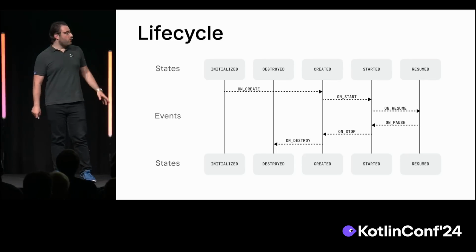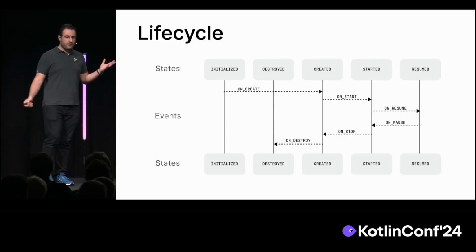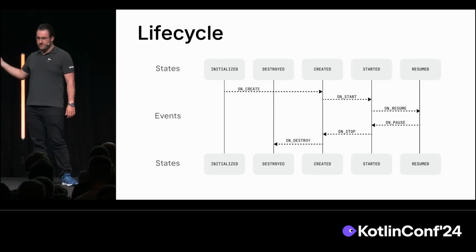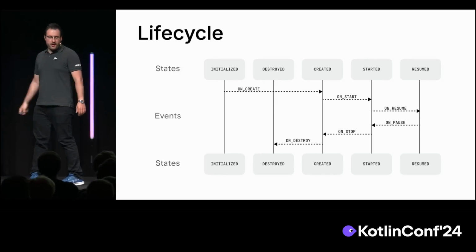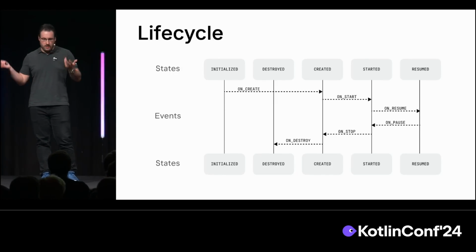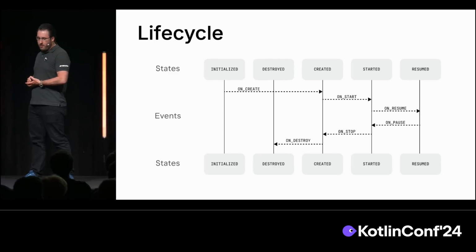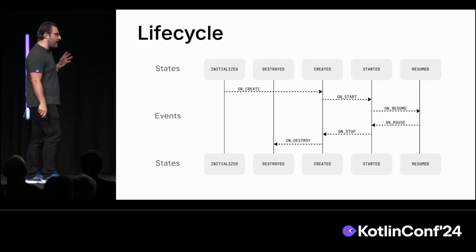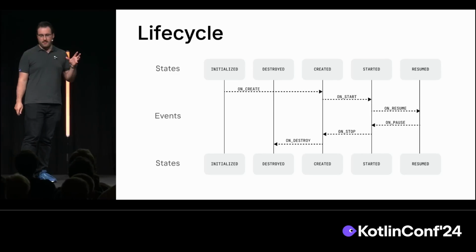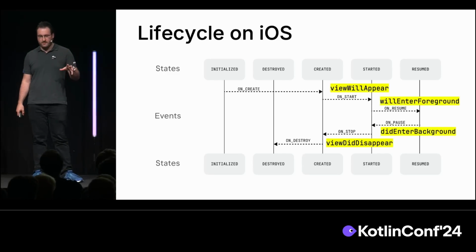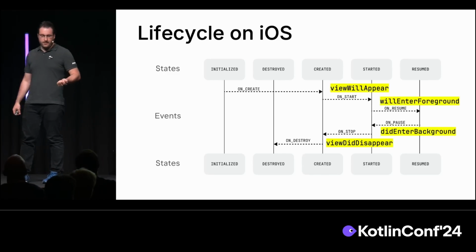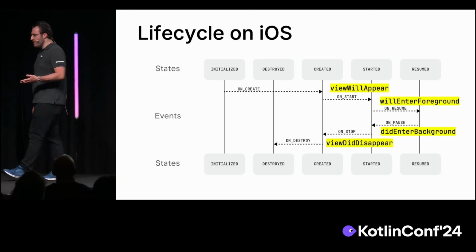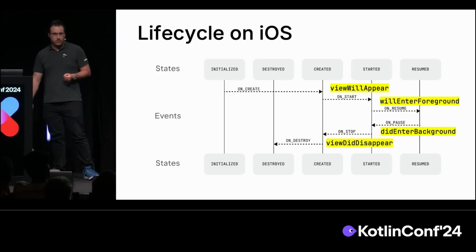So this is one of the typical charts that you might be familiar with. If you're a mobile developer, you have a bunch of different states, and then you have a bunch of different state transitions. On Android, those are just the things that you would get out of the box. We have actually gone ahead and mapped the iOS lifecycle events onto this same lifecycle model. So things like view will appear, will enter foreground and background, as well as view did disappear. We have essentially hooked them up together here.